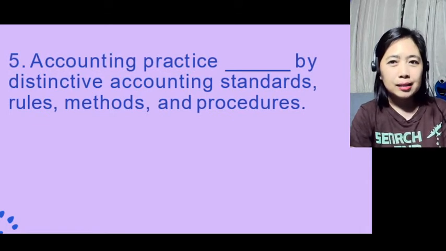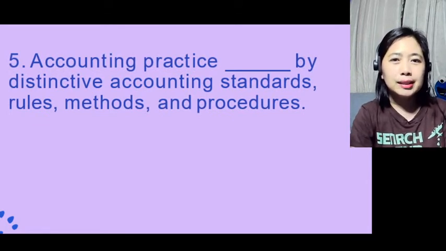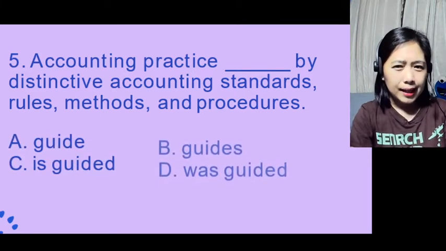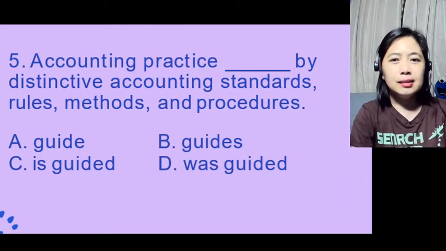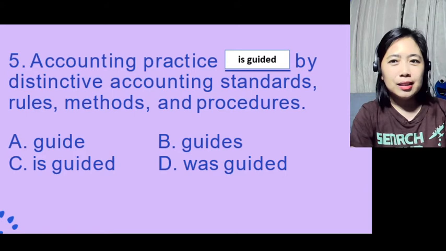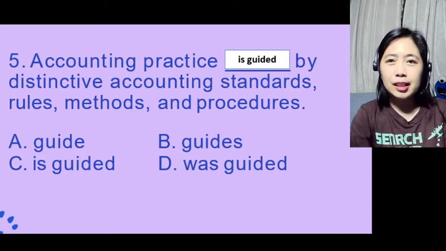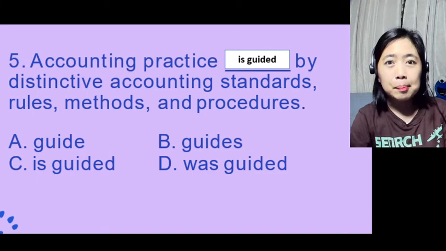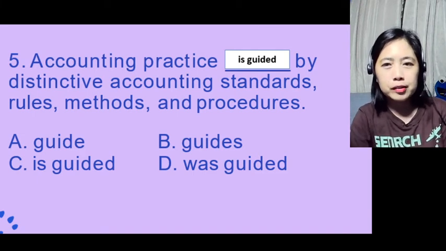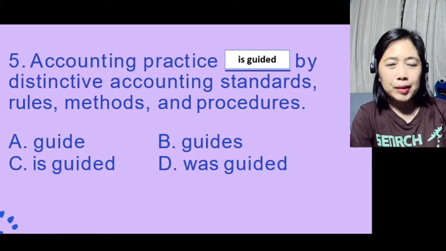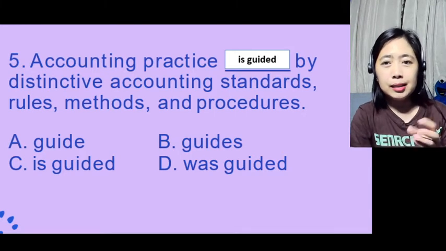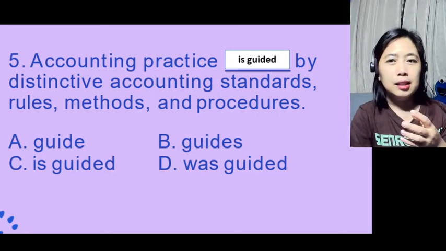Accounting practice blank by distinctive accounting standards, rules, methods, and procedures. A, guide; B, guides; C, is guided; D, was guided. Our answer is guided. Our first clue here is the use of "by", which means this is in the passive form of our sentence. So the accounting practice is something people have, with these standards.